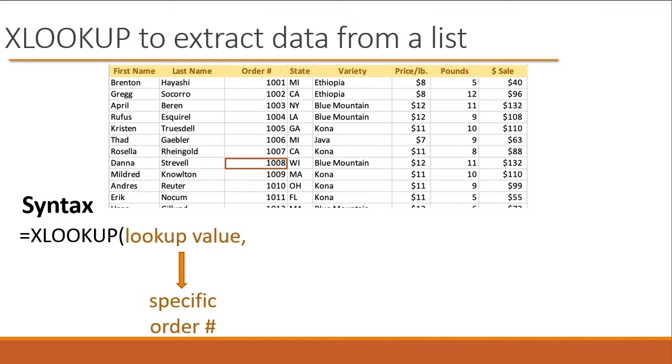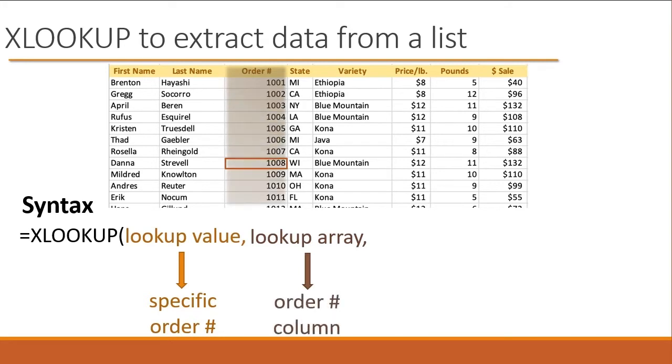Anyway, the second argument is the lookup array, and in this example, the lookup array is that order number range. Now, if you're familiar with the older Hlookup and Vlookup functions, right off the bat, you can see that this is new, this is different. Because in the older functions, that lookup array column absolutely had to be the first column in a list, or else the function isn't going to work. But with Xlookup, it doesn't matter. You could have that column anywhere you want in the list.